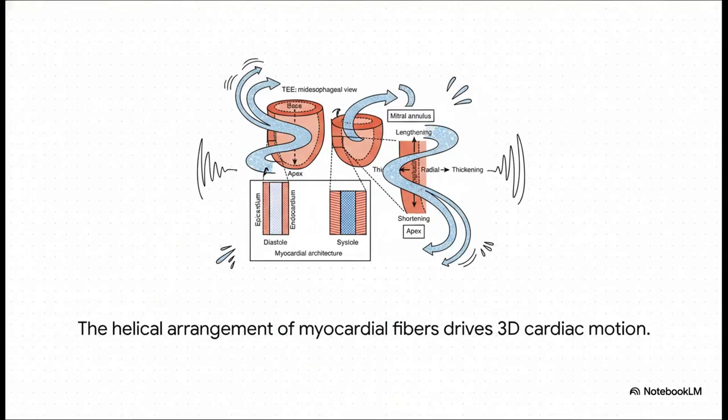Now this is just beautiful. This slide shows you why the heart moves the way it does. The myocardium isn't some simple sack of muscle, it's this incredibly organized complex structure. You can see the fibers are arranged in these crossing helical layers. This amazing design is what lets the heart move in 3 dimensions at once. It shortens from top to bottom, it thickens from the inside out, and it twists like you're wringing out a towel. Understanding this architecture is absolutely key to understanding strain.